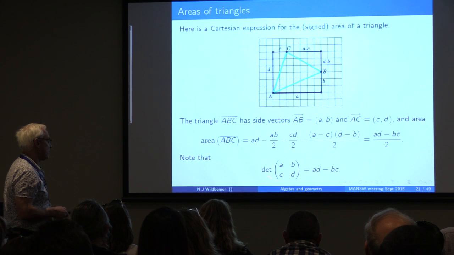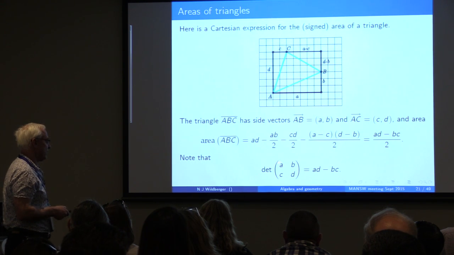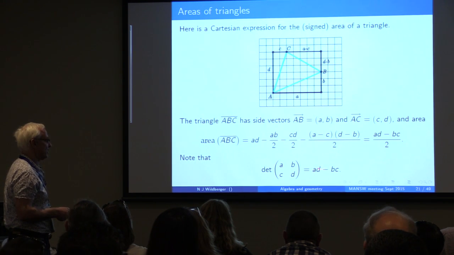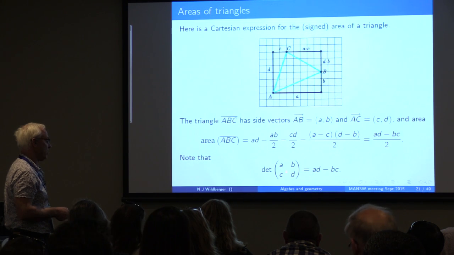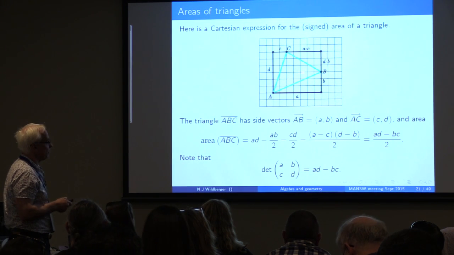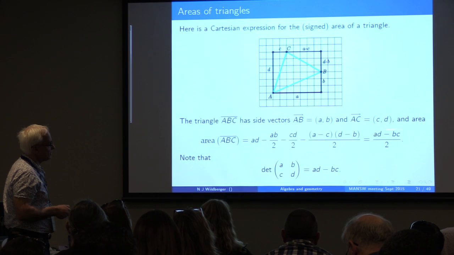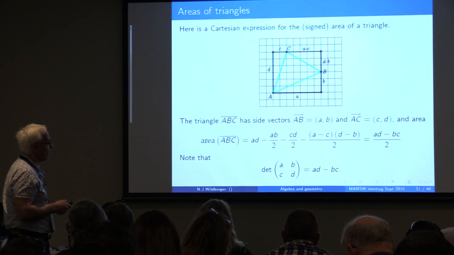triangle. And this is a linear algebra expression. We say that the determinant of this 2 by 2 matrix is this expression. So it's a very important quantity associated to a 2 by 2 matrix or this triangle. And again, it's a sort of a link between the algebra and the geometry.